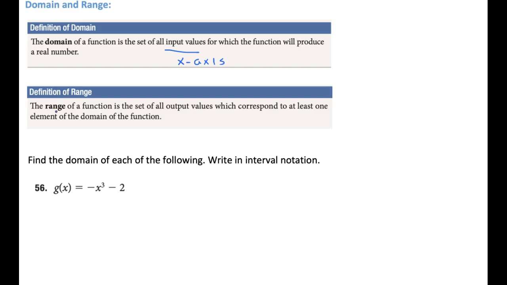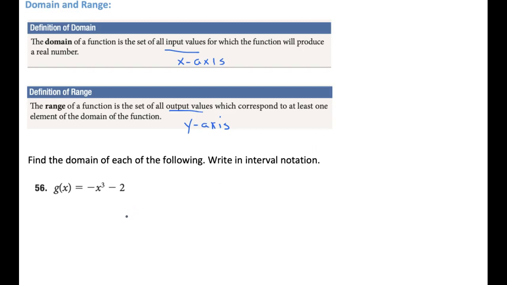And so the definition of the range of a function is the set of all output values which correspond to at least one element of the domain. So basically the range is what we get. It's the y-axis. It's the values that we get after we put x in. So it's the output values.